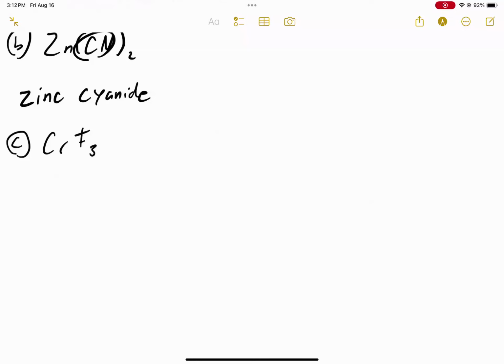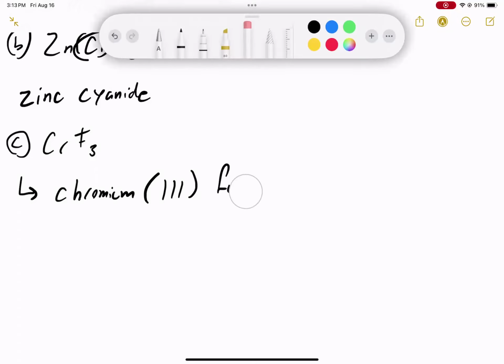CrF3. Well, this is chromium and fluorine, metal, non-metal. That's going to be ionic. And for this one, because chromium is a transition metal, we need to specify the charge it has, because chromium can have multiple charges. I forget, I believe one of them is +2, but in this case, we have +3. And we designate that with Roman numerals. For example, chromium(III) for the +3 charge. Oh, I spelled that very wrong. Fluoride. Remember, no prefixes. This is an ionic compound. Fluoride. There we go.